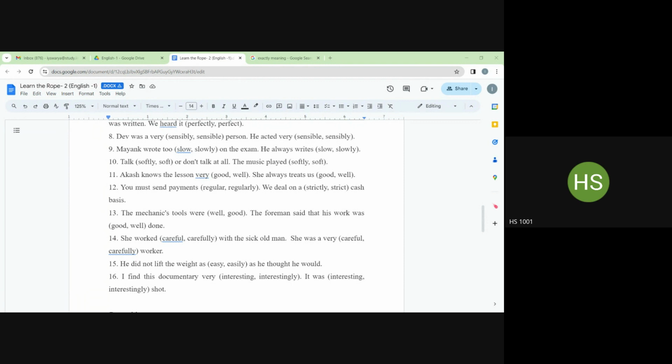Akash knows the lesson well. Very is just giving you the extent to which he knows. That is also an adverb. Very is an adverb.